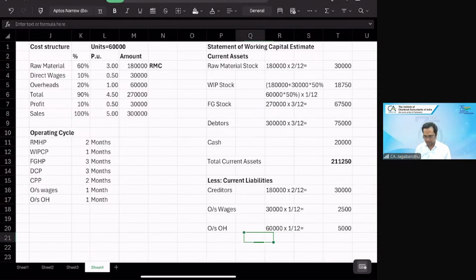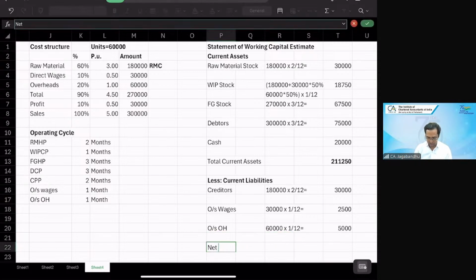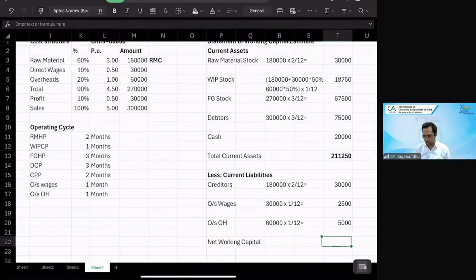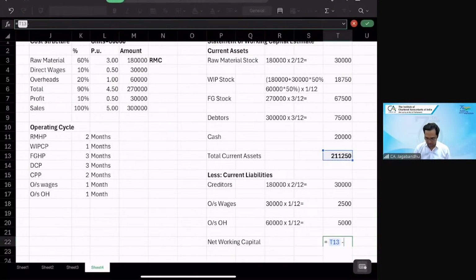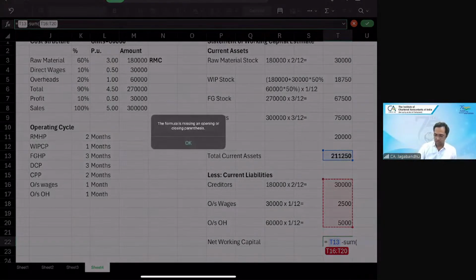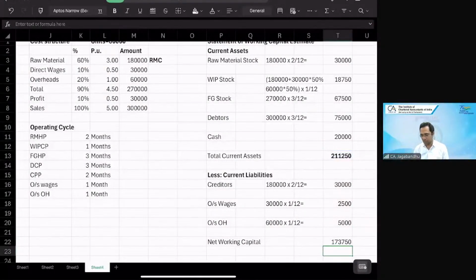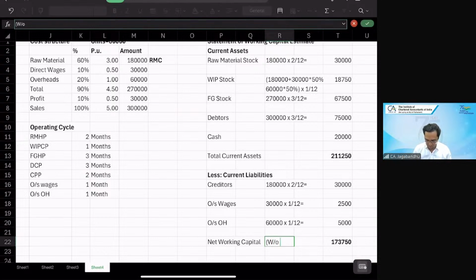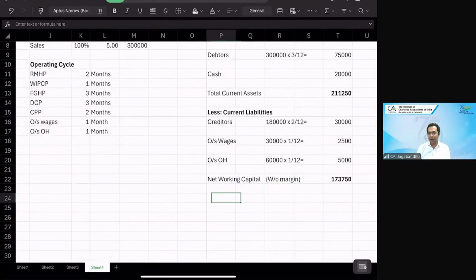So then we have the net working capital. Net working capital will be total current assets minus sum of these, which is 1,73,750. Right? This is the net working capital. But remember, this was without margin.